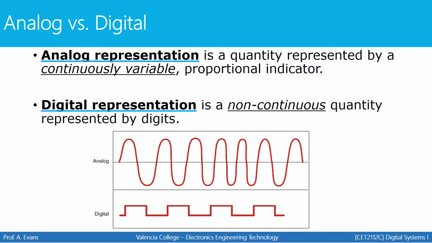Analog circuits are circuits that you may have dealt with if you've taken, for example, a fundamentals of DC class or a fundamentals of AC class. DC and AC circuits are analog circuits. That means that for a given input, you could have any number of outputs.